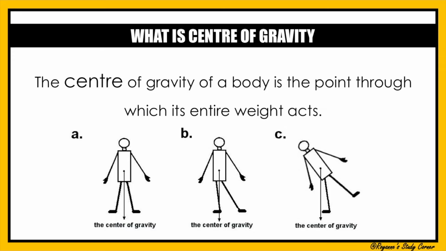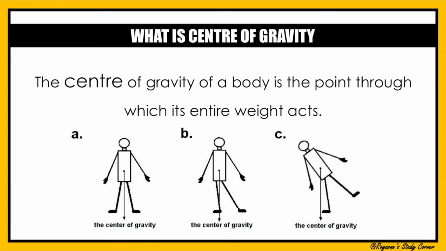Now, something that is uniform like a ruler, the center of gravity would act in the middle of it because it's completely uniform. Its weight will be acting through one sensible point in the middle of the ruler.